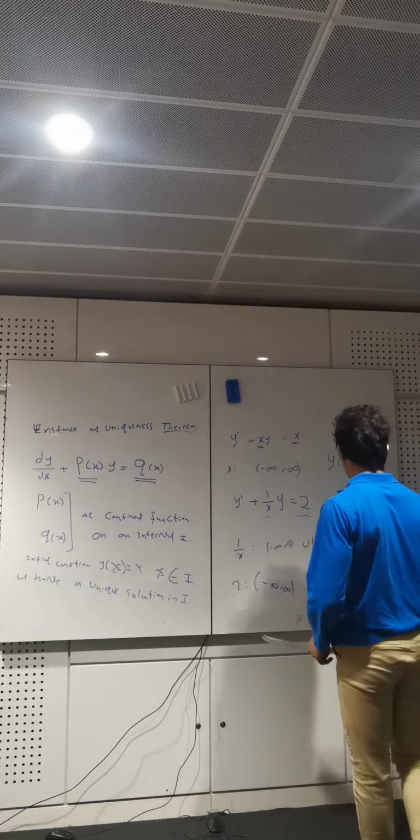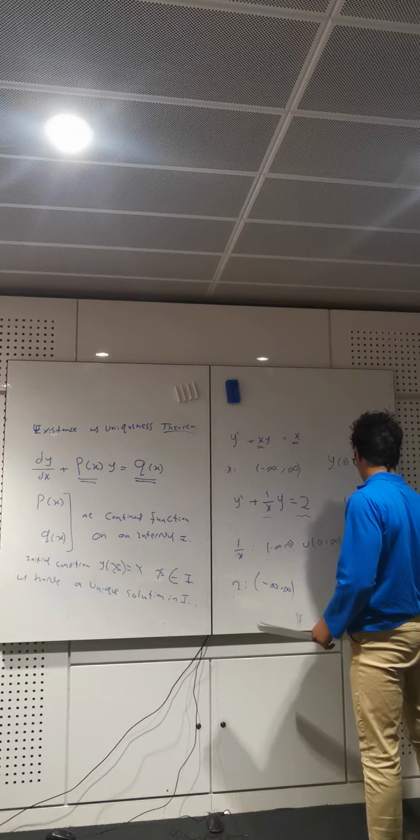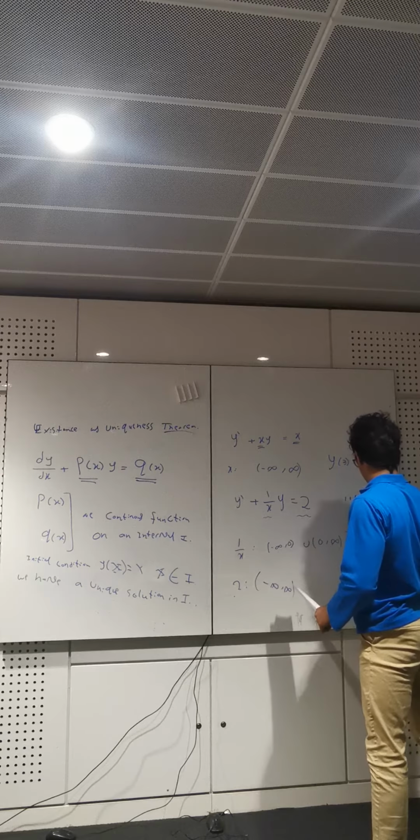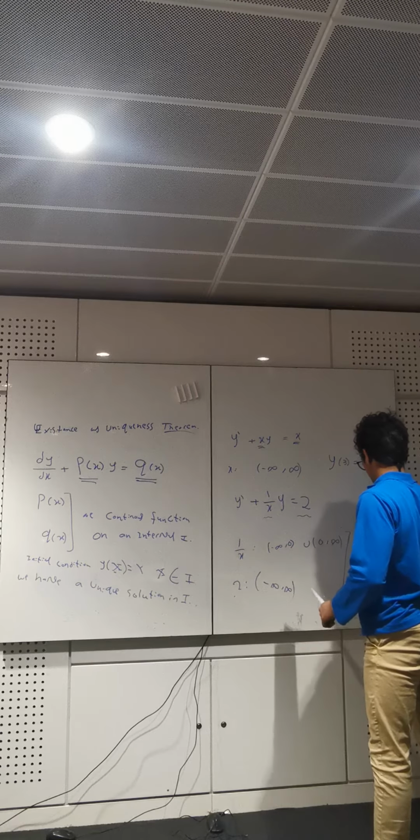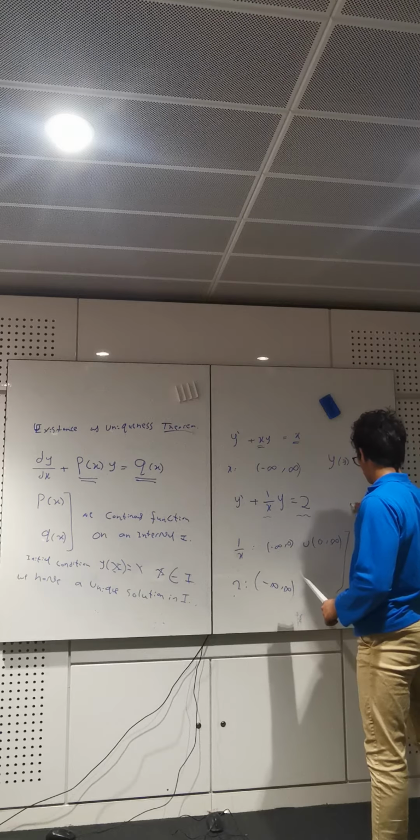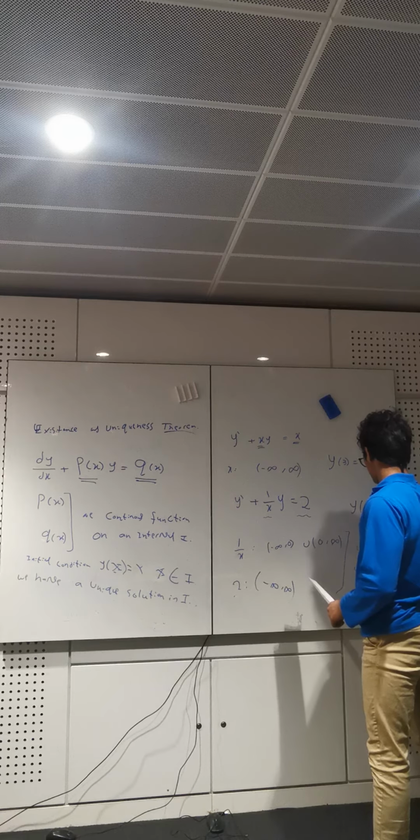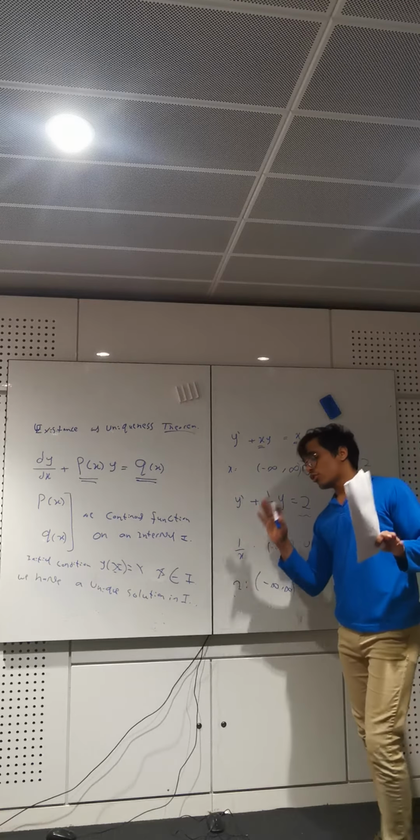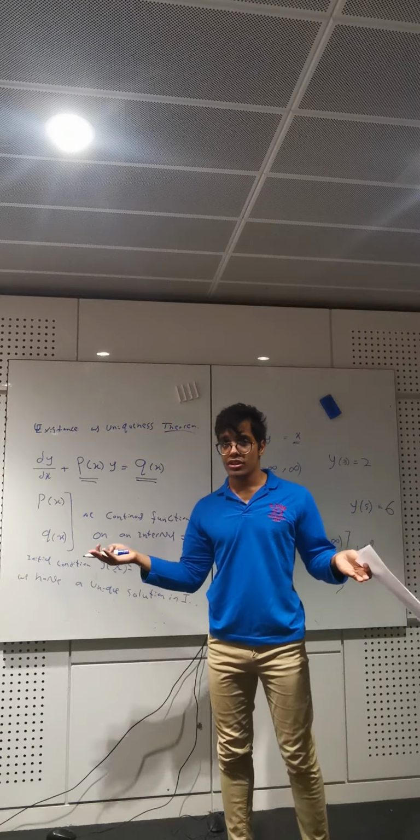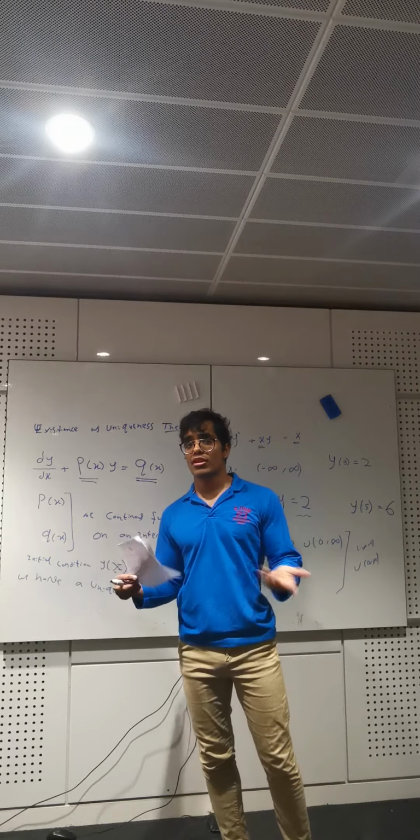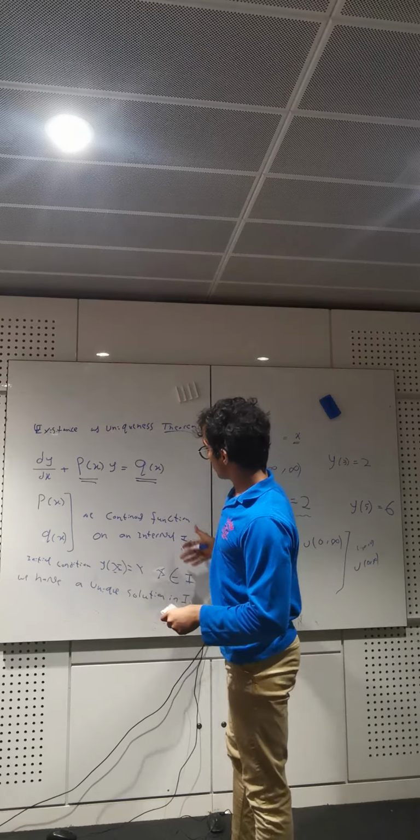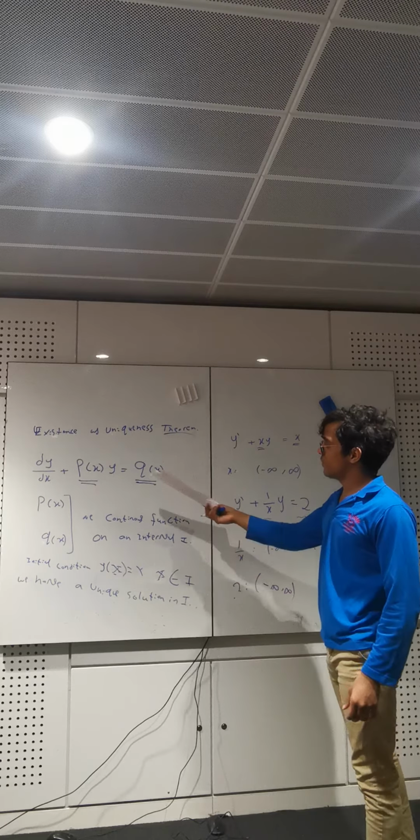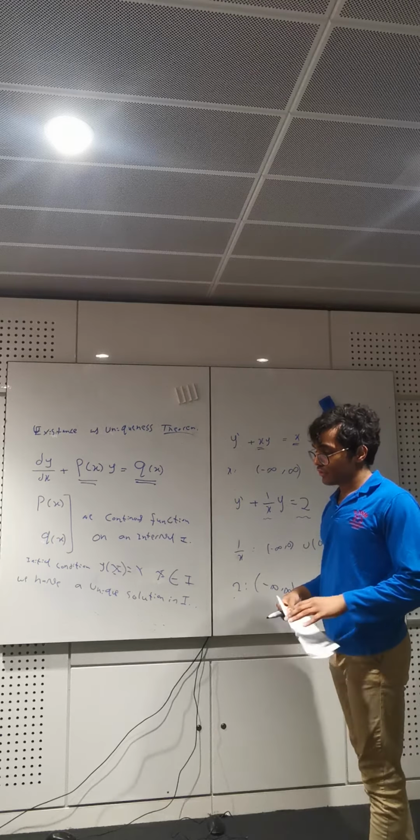If instead we have y of 5 is equal to 6, then we can only talk about the existence and uniqueness of the solution in the upper interval between 0 and infinity. So this is another existence and uniqueness theorem, but that's only for first order linear differential equations.